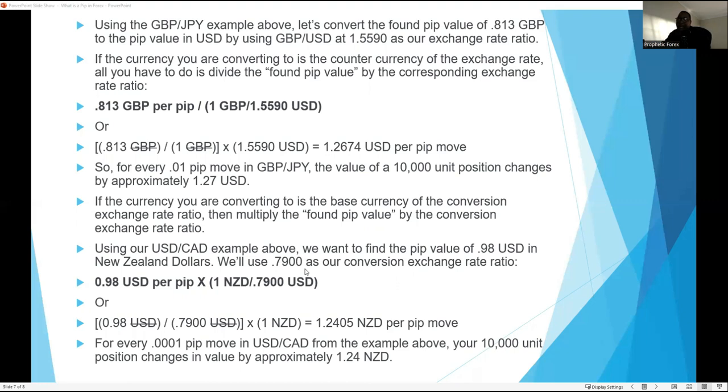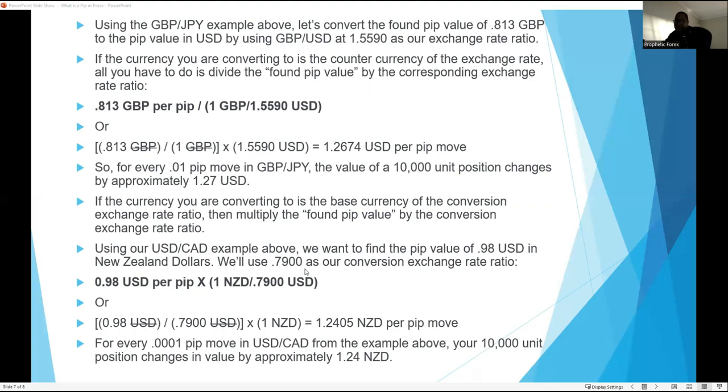So we take that 8.13 GBP value and multiply it by the exchange rate of the US dollar compared to the pound, and then we're able to find out exactly how much it will be in the currency that you trade. So in this case, it will be 1.2674 US dollars. So for every one move in GBP/JPY, the value of 10,000 units changes by approximately 1.2 US dollars, or 1.27 US dollars.